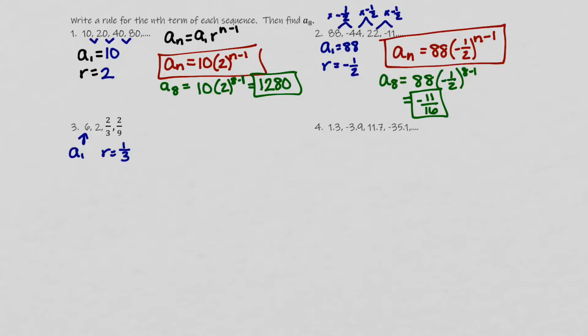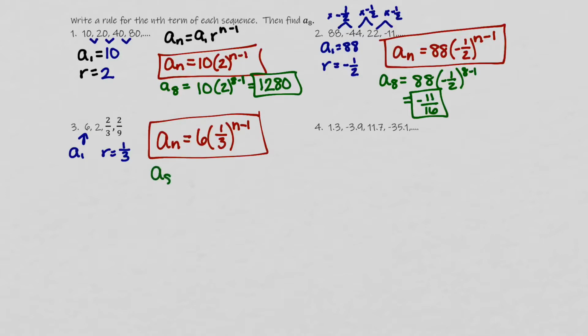So let's write our general rule. a_n equals 6 times 1/3 to the n minus 1 power. There's our rule. And then find the 8th term, a_8. 6 times 1/3, and that's 8 minus 1 power, so the 7th power. So 1/3 to the 7th power, and take that number times 6, and I get 2 over 729.